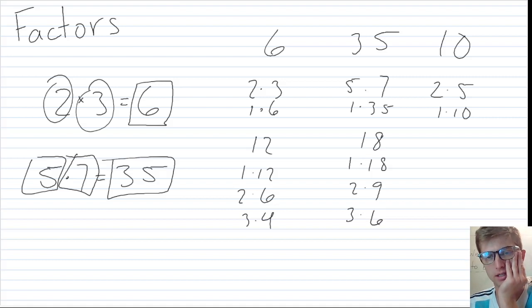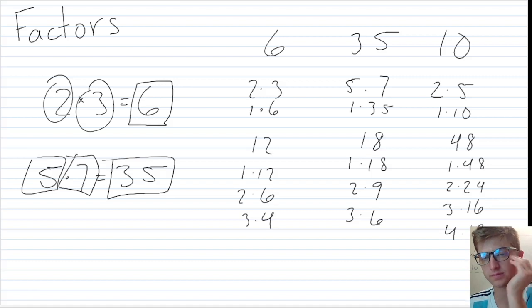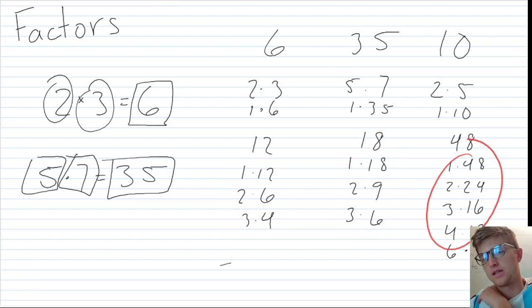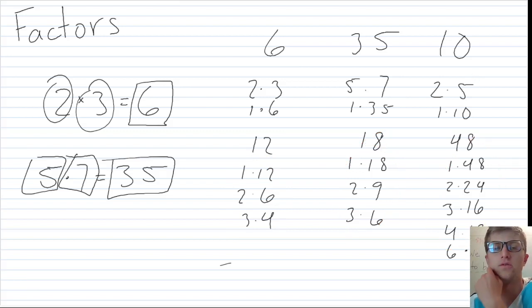We got things like 48. We got 1 times 48, 2 times 24, 3 times something. 16? No, maybe. 16. 4 times 12, 6 times something. 8. Yeah, so there's a lot. So we got some numbers that only have a couple pairings of factors. We have some that have more, and we have some that only have one in itself.